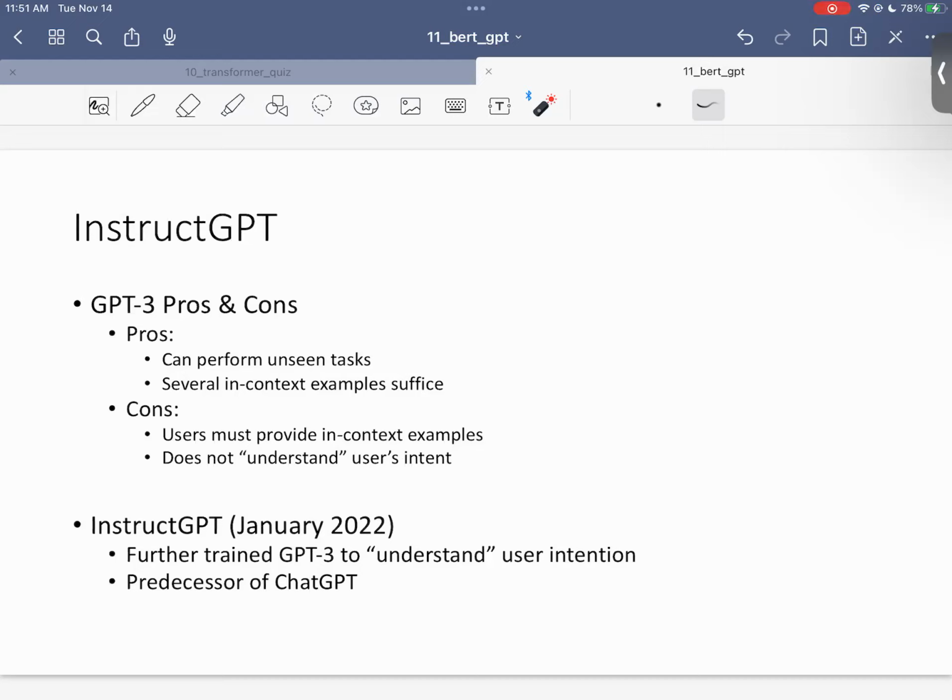So the researchers at OpenAI made something called InstructGPT. InstructGPT came out in January of 2022, way before ChatGPT. They took GPT-3 and further trained it to understand user intention. We'll see how it was done. It's a predecessor of ChatGPT. InstructGPT was there to deal with the downside of GPT-3. Now InstructGPT is trained to understand what you want it to do, and then it'll do it.